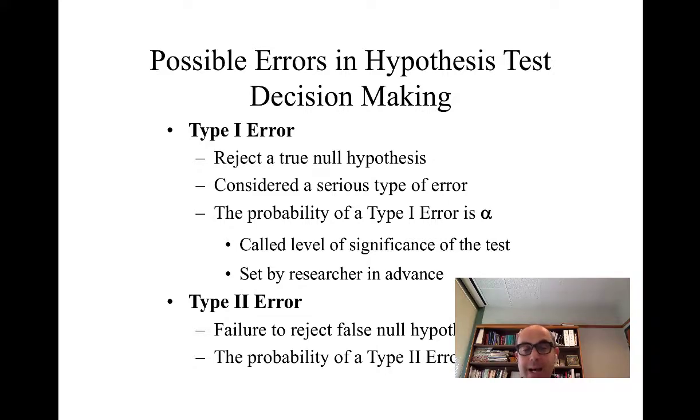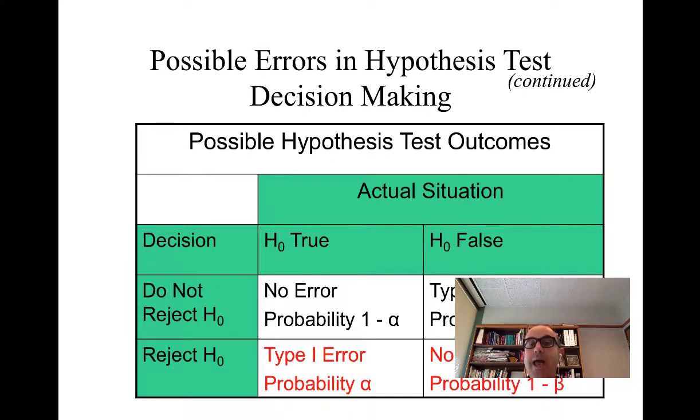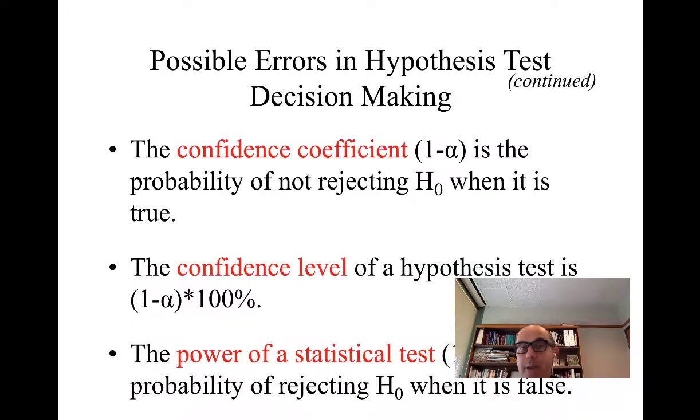Type 2 error is failure to reject a false null hypothesis. If the null hypothesis is false and we do not reject it, it is a type 2 error. The probability of type 2 error is marked by the notation of beta. So again, summarize the possible errors in hypothesis testing. In this case, reject or do not reject, and how to apply it.